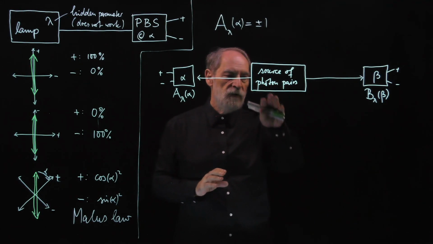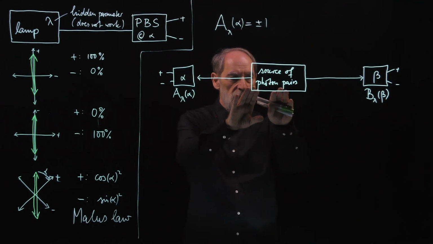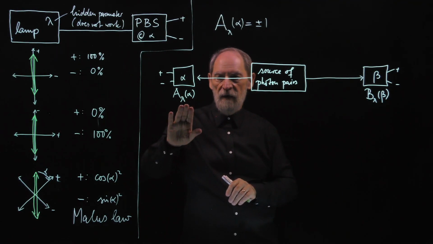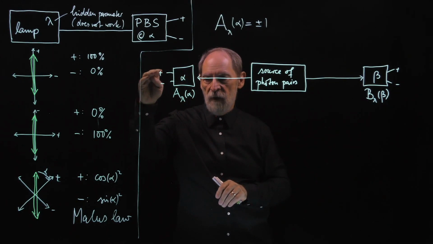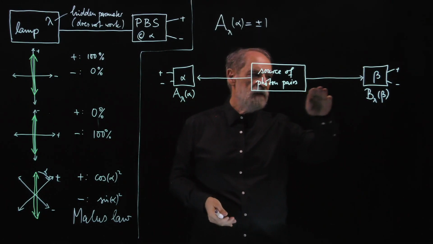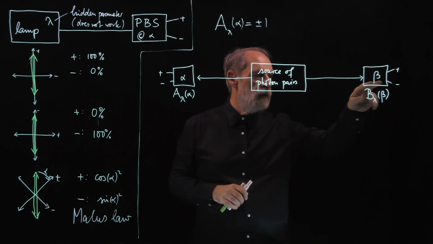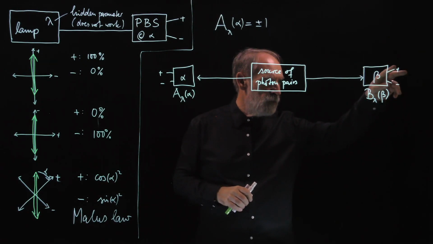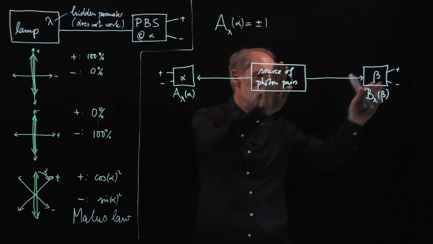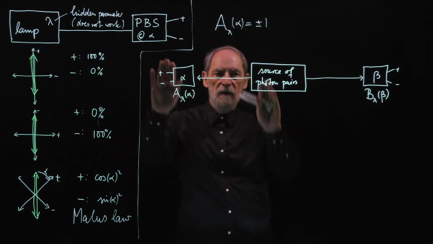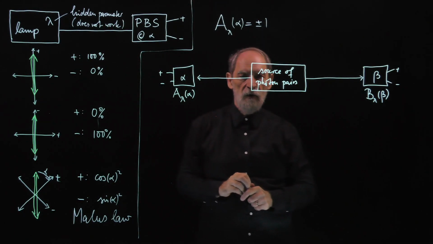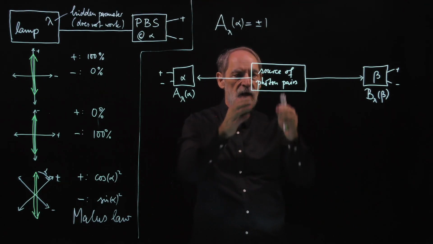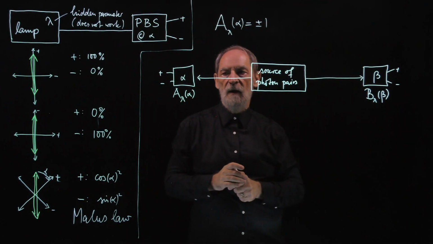So we have a source of photon pairs. For each pair, one of the photons is sent to the left, where it is probed by a polarizing beam splitter set at an angle alpha with its outputs plus and minus. The other photon is sent to the right, where it is probed by another polarizing beam splitter set at an angle beta, again with outputs plus and minus. So this by itself is like that experiment, this by itself is like that experiment, but now we have two such experiments going on at the same time with photons that come from a source in pairs.